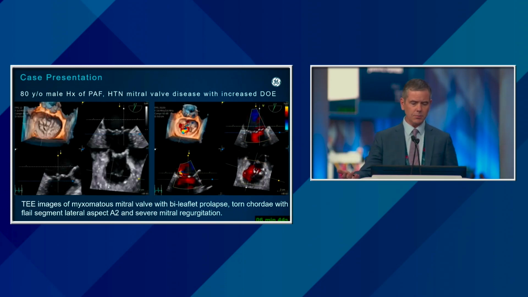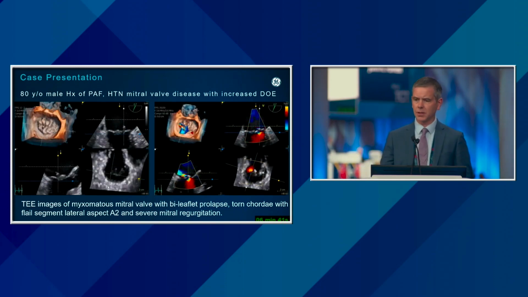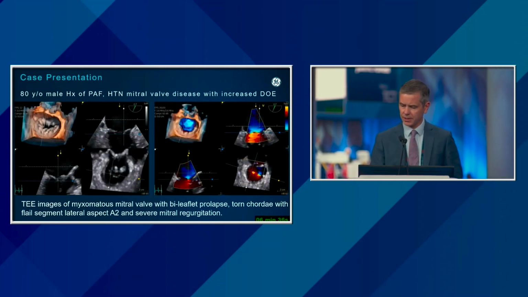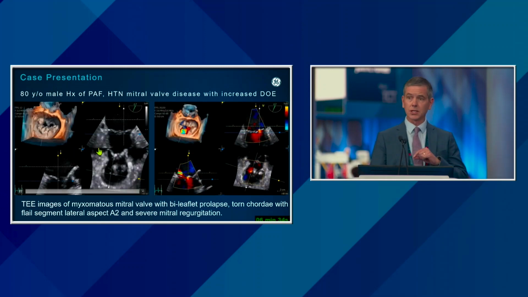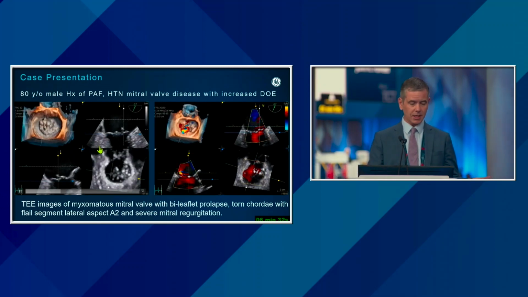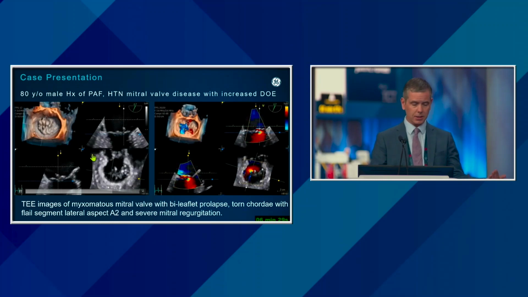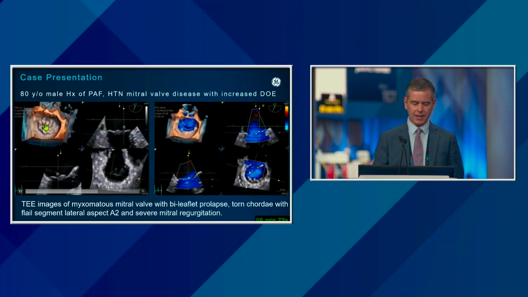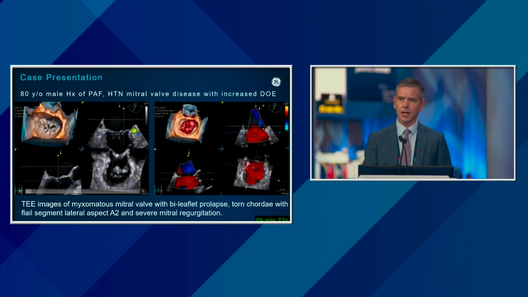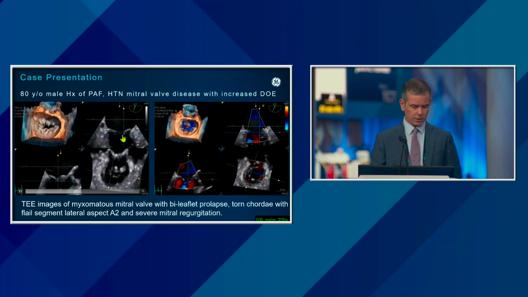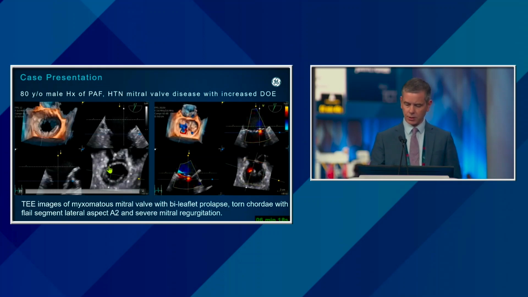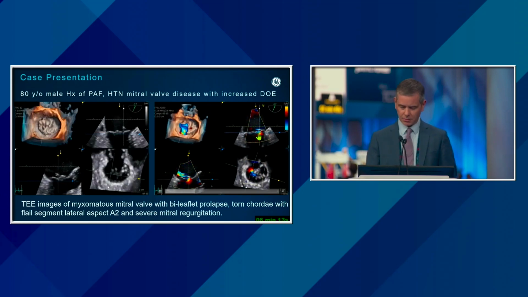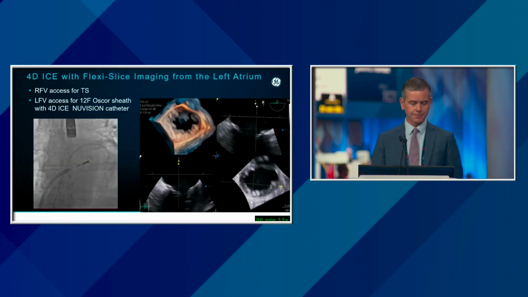So this is an 80-year-old male who has paroxysmal atrial fibrillation, hypertension, mitral valve disease. He presents with increased dyspnea on exertion. This is TEE imaging to set the stage for what TEE and ICE look like. So you can see here there's a flail off the lateral aspect of A2. We've done flexi slice multiplanar reconstruction here to show the location of it. It's identified with color imaging, and you can see the torn chordae there.